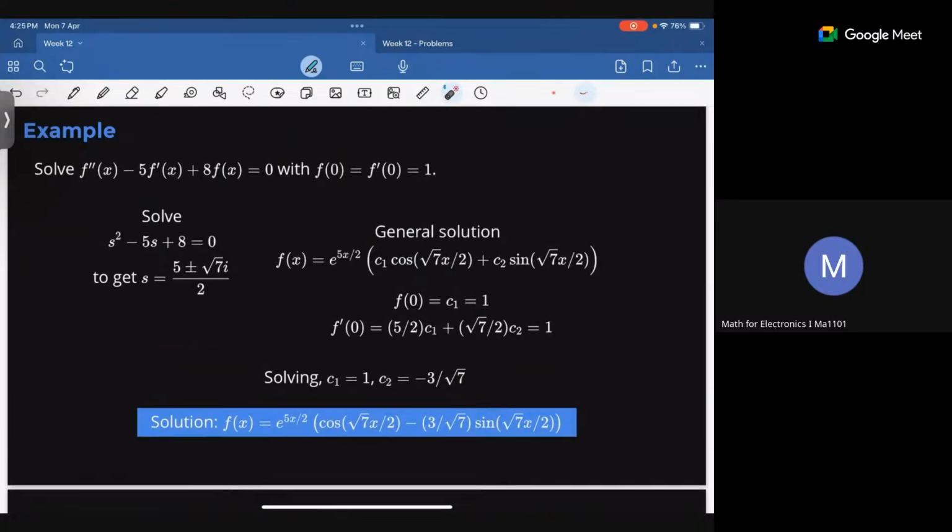Okay. Any doubts? If you guys have any doubts, you can ask me. Okay, then is this clear?